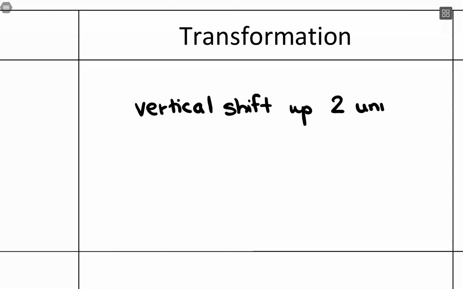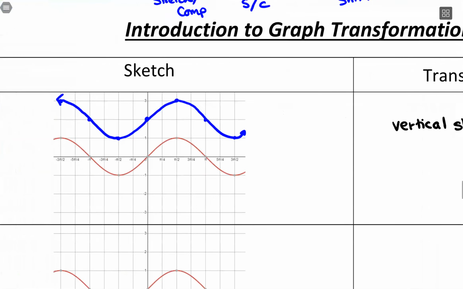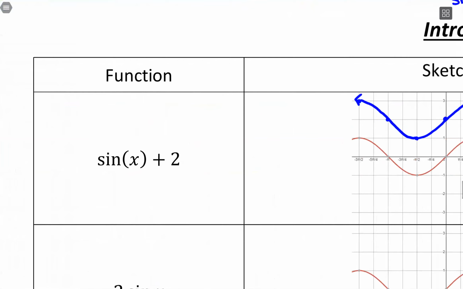2 units. So this is a case where we're taking our trig function and we're adding something to the outside, which we're going to call d. And with that, we could have subtraction, and then subtraction would just mean that we shift it down instead of up. So positive goes up, negative goes down.